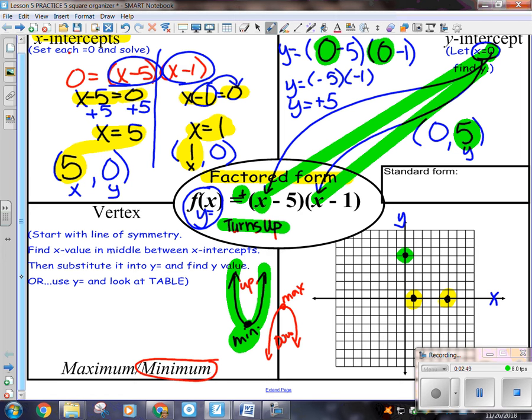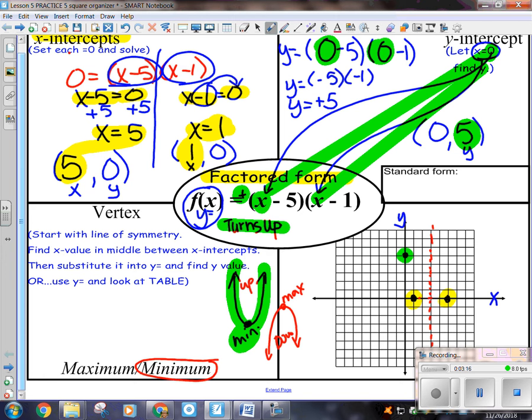1 to 5. How many spaces is there between 1 and 5? Well, there's 4 total, right? 1, 2, 3, 4. If I came in the middle, I'd come in 2. So if I come in 1, 2, and if I come to the other side, I come in 1, 2. I think I'm going to end up right here. I want you to draw a dashed line straight up and down. And what number does that fall on? Falls at 3, doesn't it?